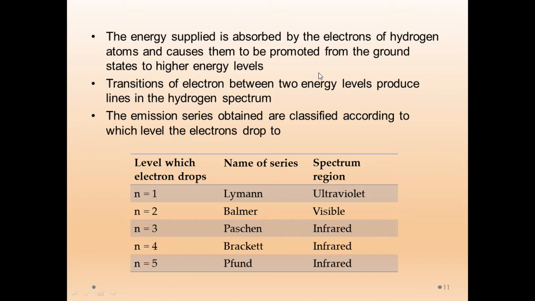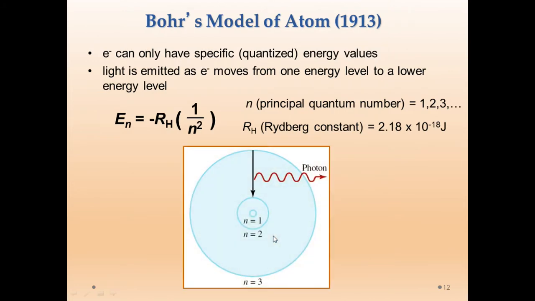So the emission series obtained are classified according to which level the electron drops to. If it drops to n1, the level the electron drops to, then it is different. When we are talking about this, the Lyman series is ultraviolet, Balmer is in the visible region, and Paschen is infrared. So we will look at this in detail.